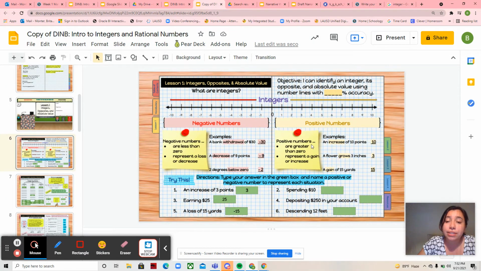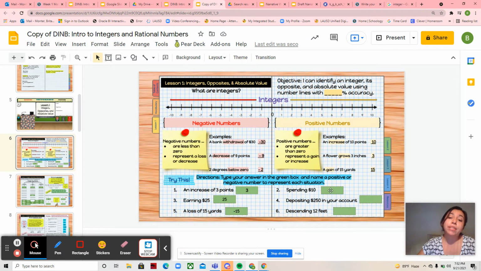Now let's go over positive numbers really quick. So positive means greater than 0, and it represents a gain or an increase. It means I'm getting more. Okay, it's like addition. So an increase of 10 points. A flower grows, right? Anything that increases grows, and a gain of 15 yards. I'm gaining something.